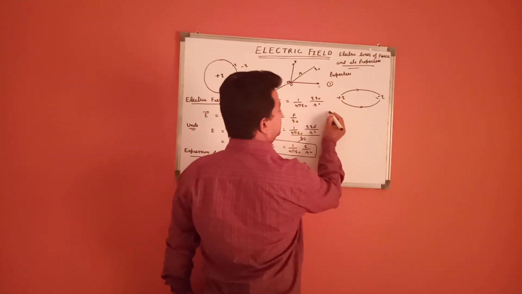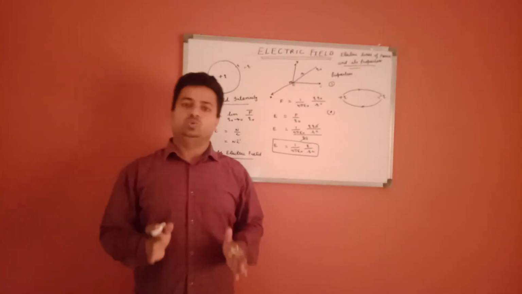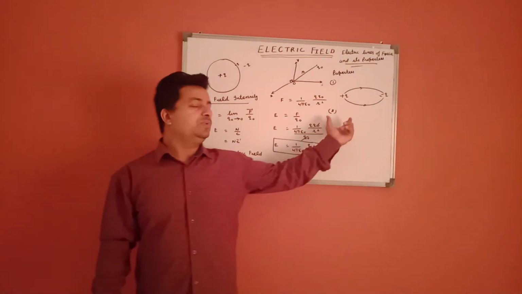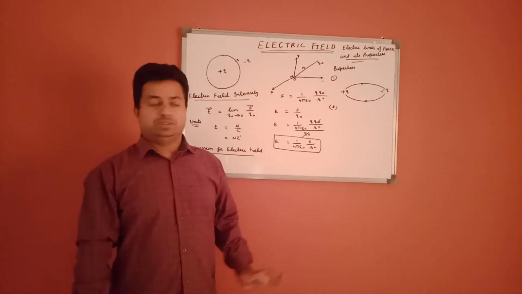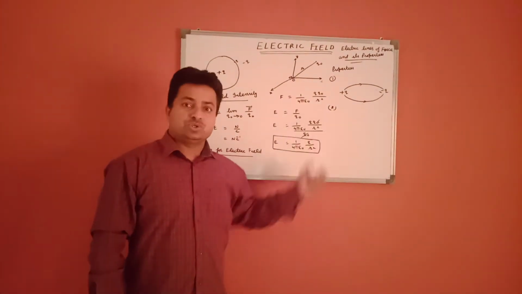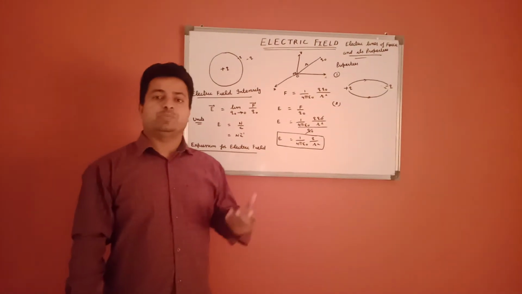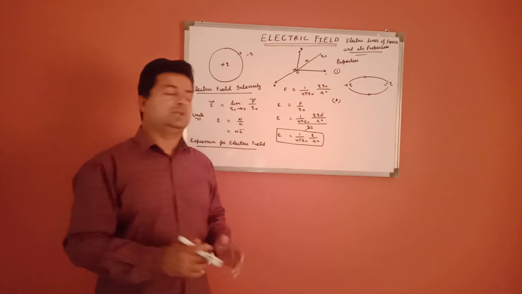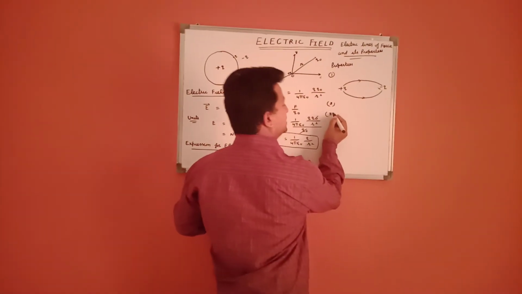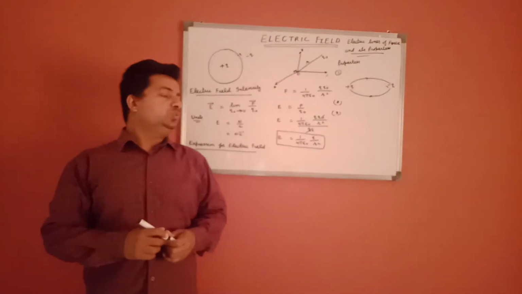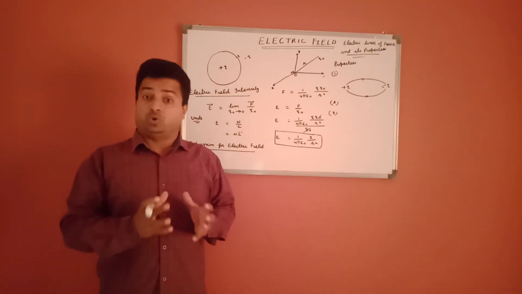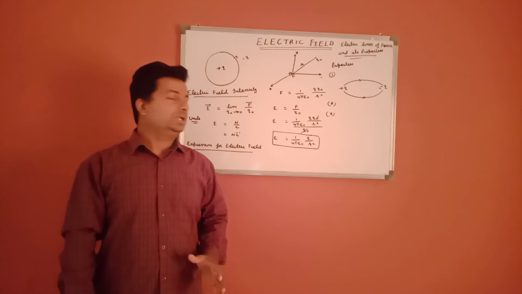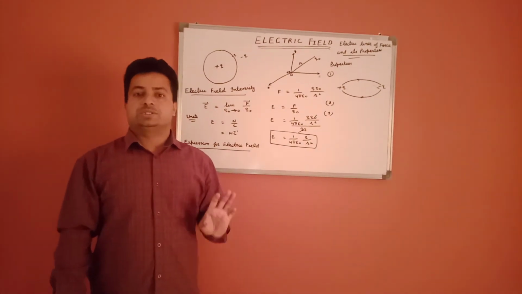The second one is electric lines of forces do not pass through a conductor because inside the conductor the value of electric field is always 0. This is the second property. There is one question: why electric lines of forces do not pass through a conductor? Answer: because inside the conductor electric field is always 0. The third property is electric lines of forces do not cross each other because at the point of intersection there will be two directions of electric field, which is not possible. This is the third property.